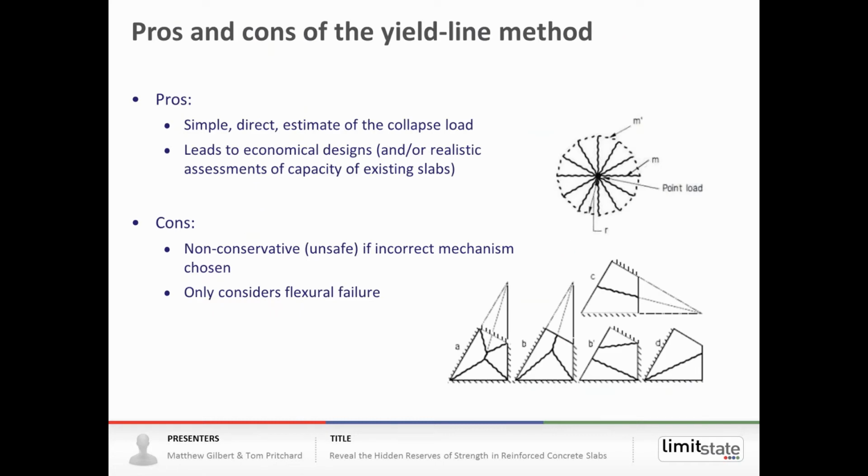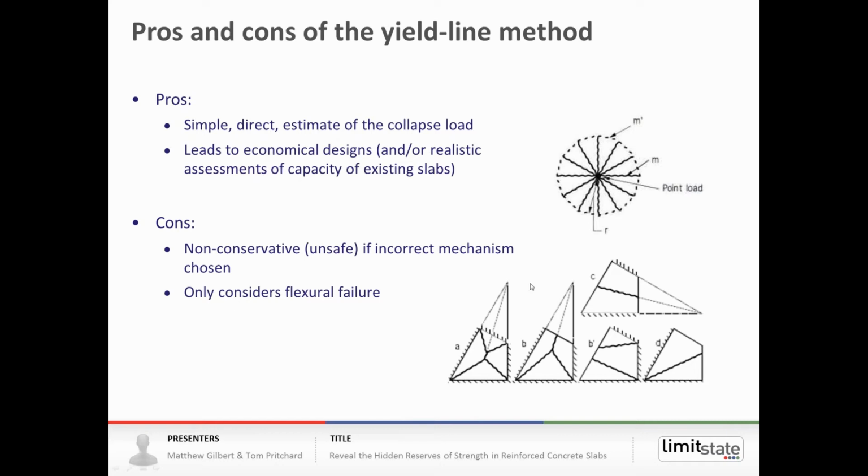Benefits of the yield line method: it's comparatively simple to do the calculations. You get the computed collapse load or load factor directly. There's no need to iterate. In the context of design, you can end up with very economical designs, or if you're using the method for assessment, you can end up with more realistic assessments of capacity, certainly, than elastic methods.